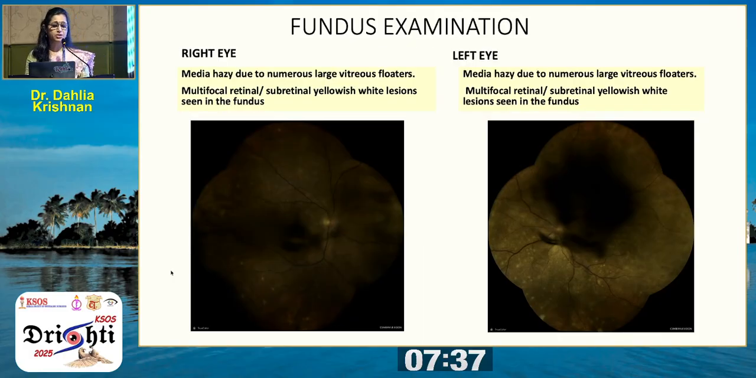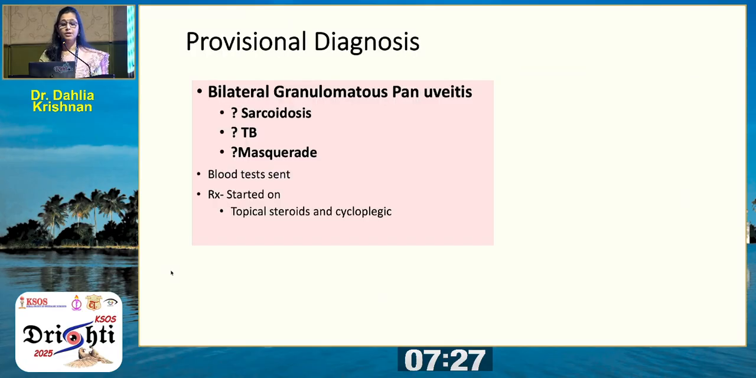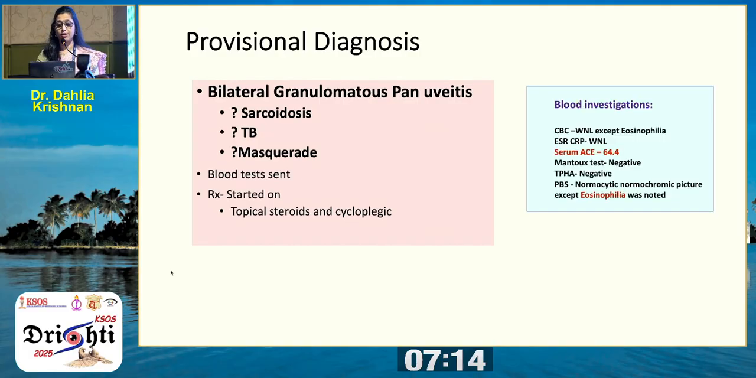On fundus examination, the media was very hazy due to numerous large vitreous opacities, and very hazily we could see multifocal retinal or subretinal yellowish white lesions in the fundus in both eyes. So we had a provisional diagnosis of bilateral granulomatous panuveitis. The things in our mind were sarcoidosis, tuberculosis, masquerade, of course. Blood tests were sent, and she was started on topical steroids with cycloplegics.